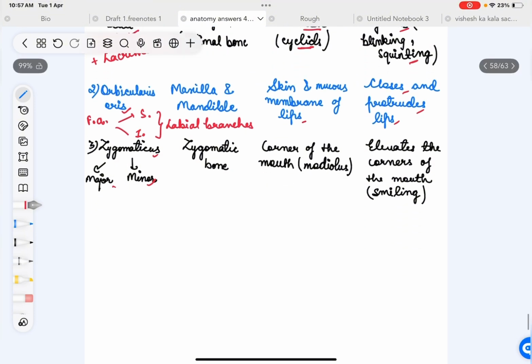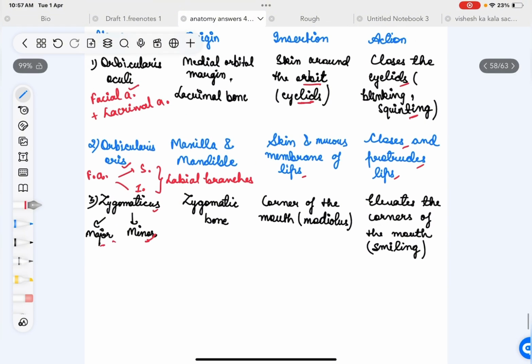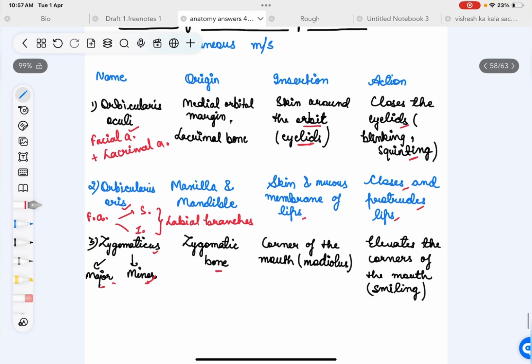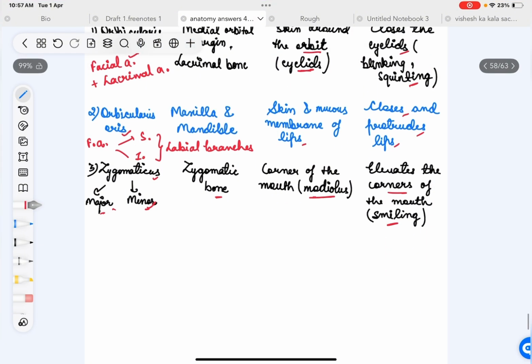And the last is zygomaticus major and minor. Its origin is the zygomatic bone and the insertion is on the corners of the mouth, called the modiolus. Its action is to elevate the corners of the mouth, the smiling movement. The blood supply of zygomaticus major is by the facial artery, majorly the zygomatic branch. And the zygomaticus minor blood supply is also by the facial artery or the buccal branches.